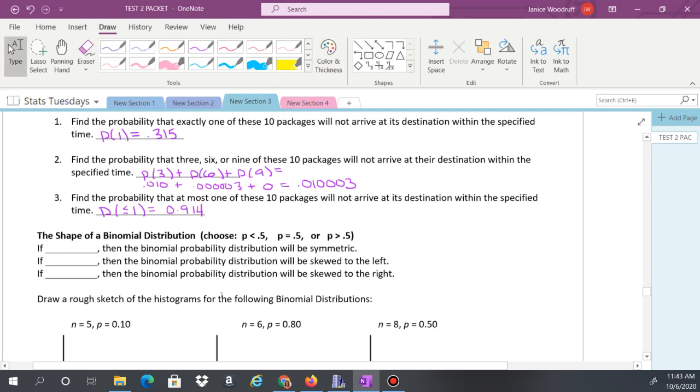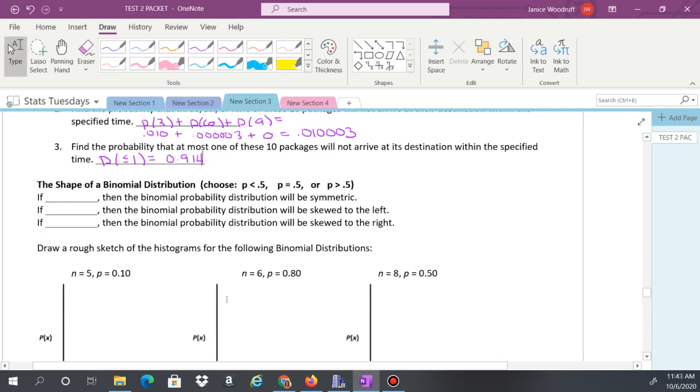All right, and then just some quick characteristics of a binomial distribution for the shape. So the probability is less than 0.5, is equal to 0.5, or greater than 0.5. So if the probability of success P is equal to 0.5, then you're going to have a symmetric distribution. If it is greater than 0.5, you are skewed left. Less than 0.5, you are skewed right.